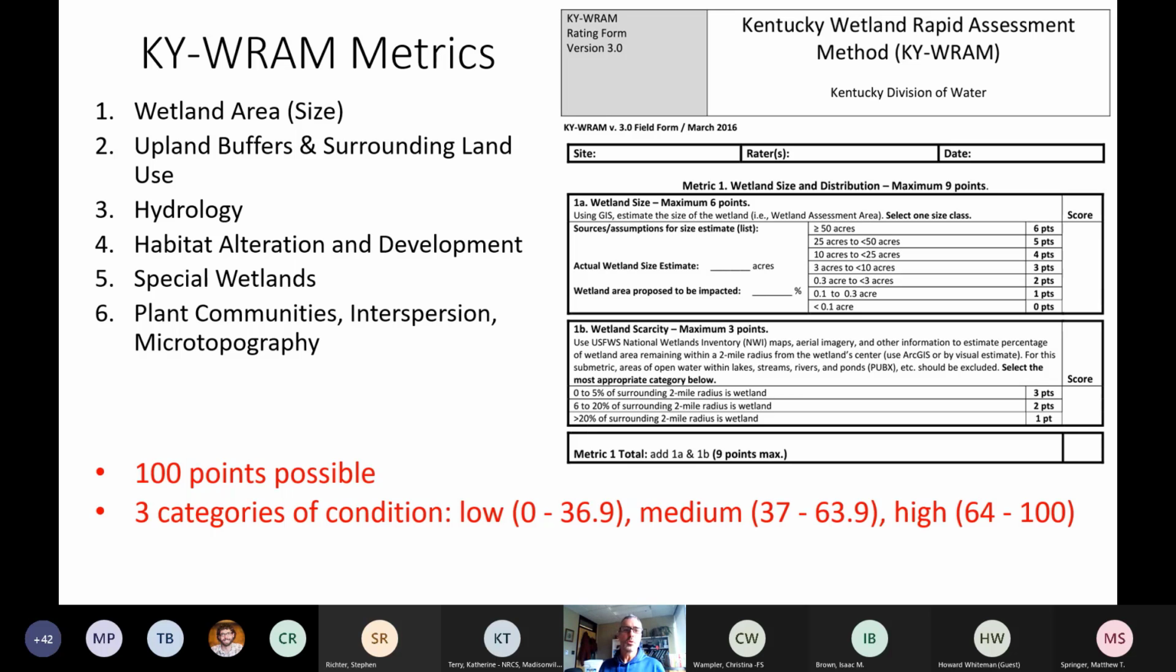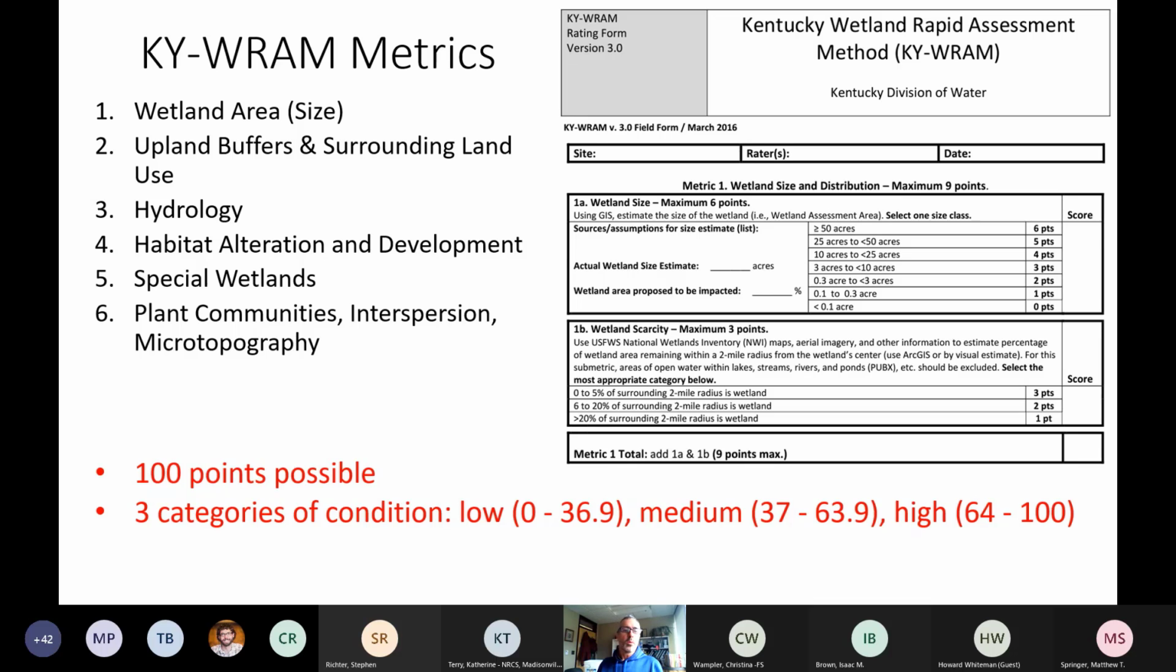So I'm not going to show you every metric in detail. There's kind of one page of it shown here, showing the first metric, and it gives you an idea of the process you go through in assigning scores for each of the metrics. And together, those 6 metrics total up 100 possible points.